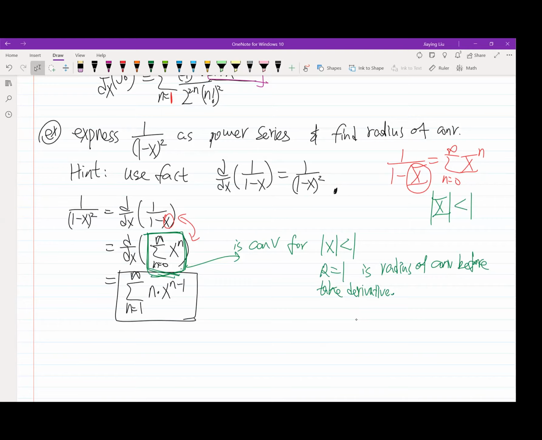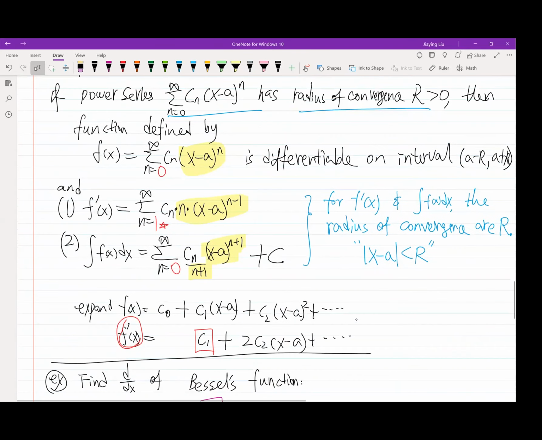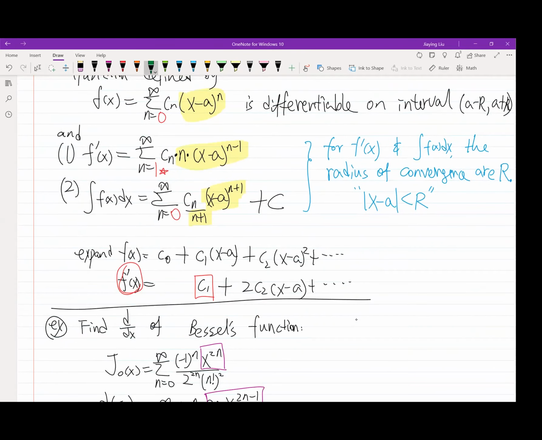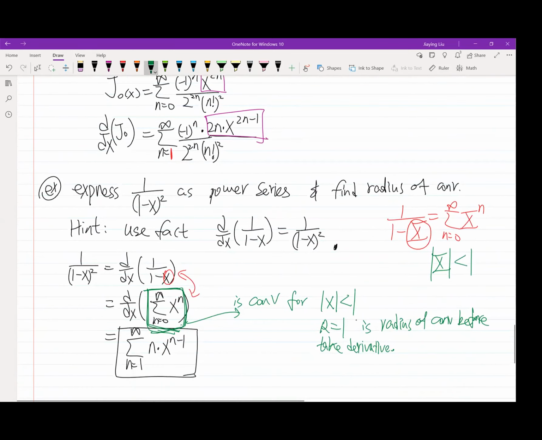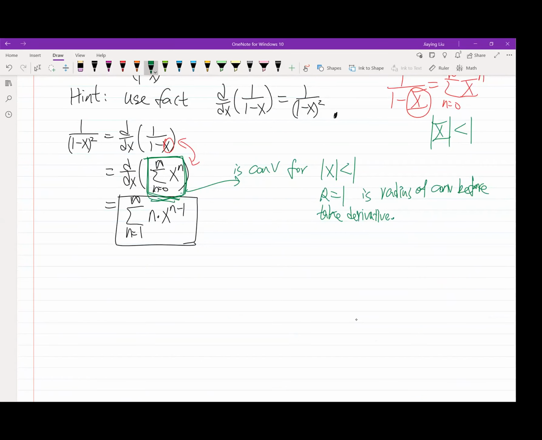Right? But if you remember what I wrote earlier, when we find the derivative of a function, or when we integrate it, the radius of convergence stays the same. It doesn't change. So R equals 1, even after we take the derivative, we end up with this new series. So after the derivative, the radius of convergence is still the same, R equals 1. It doesn't change in the process.